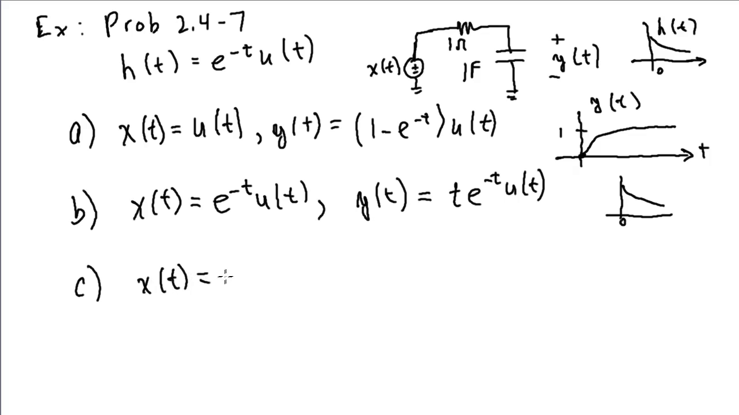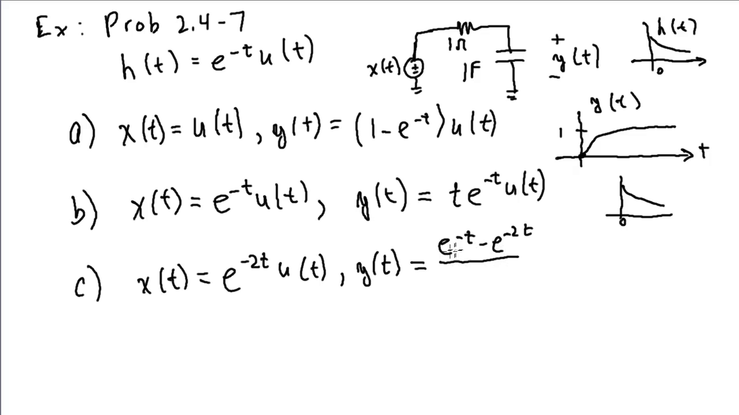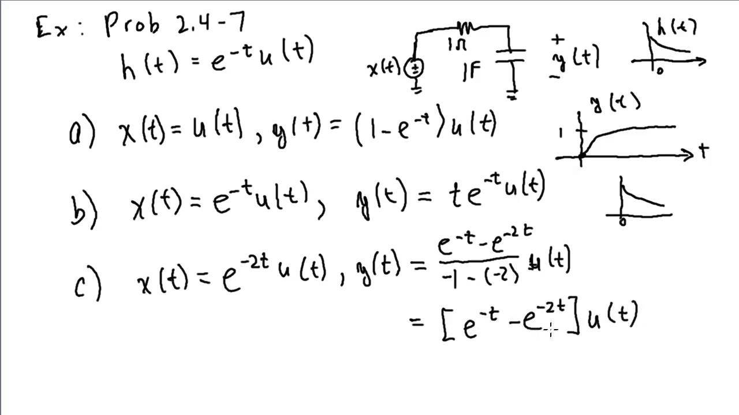Part C is just a different decaying exponential as the applied voltage. Again, we can use our result from the previous board. We get e to the minus t minus e to the minus 2t. Here I let a be 1 and b be 2, and then we have the denominator minus 1 minus minus 2, all times u of t. Minus 1 minus minus 2 is just 1, so this simplifies to e to the minus t minus e to the minus 2t u of t. Again, it would have a starting time of 0.